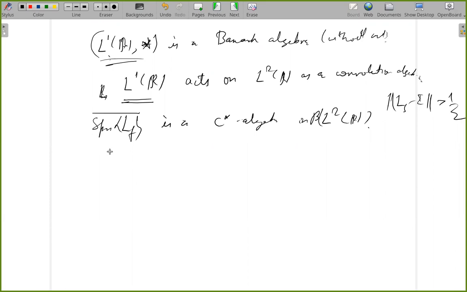But yeah, this is not unital, but you can always unitize it. And the unitization I will denote by this, which is exactly the norm closure of L1R acting on L2R, and then the unitization of this.